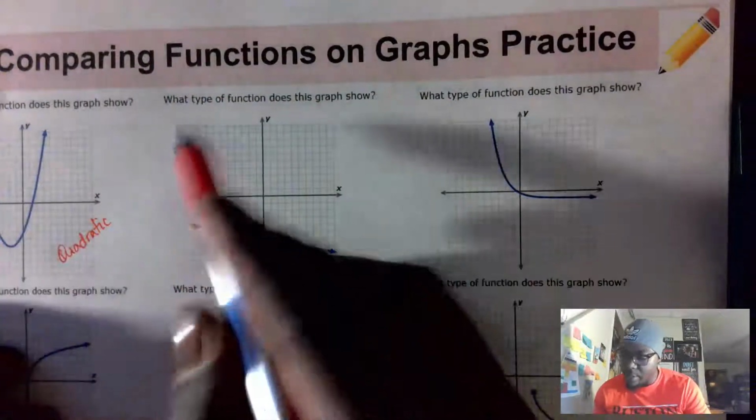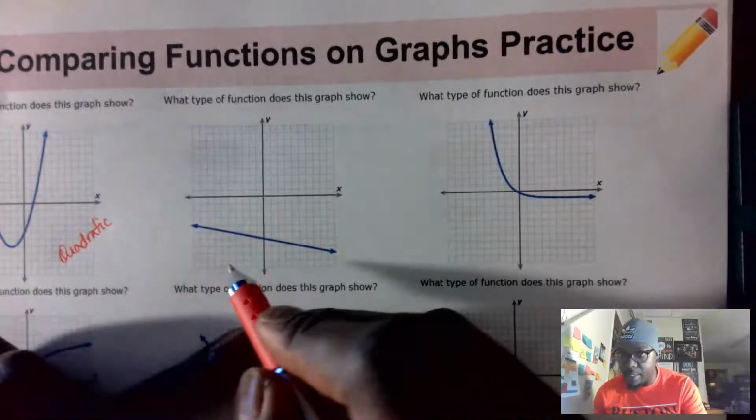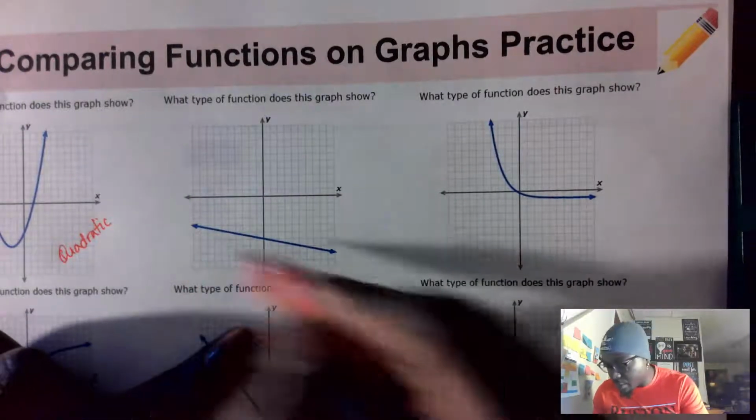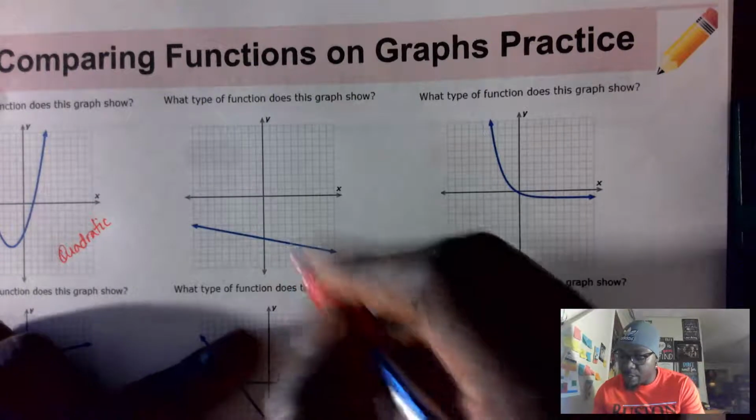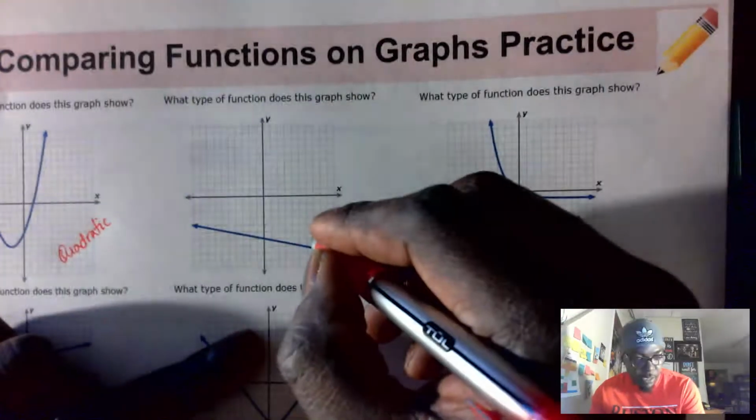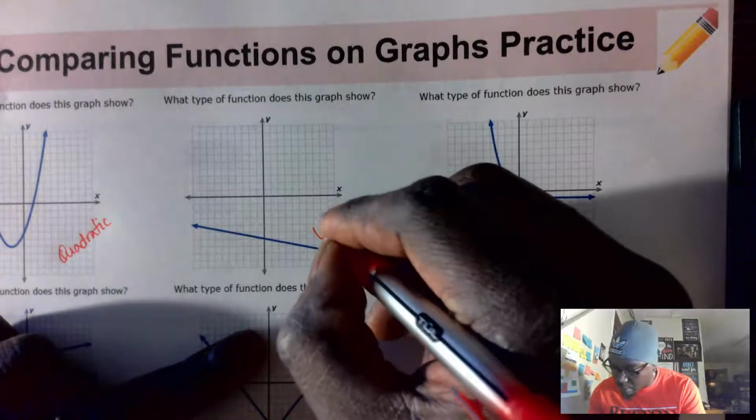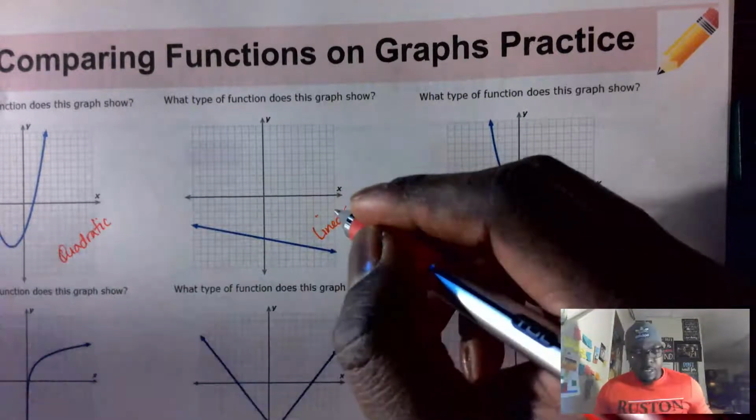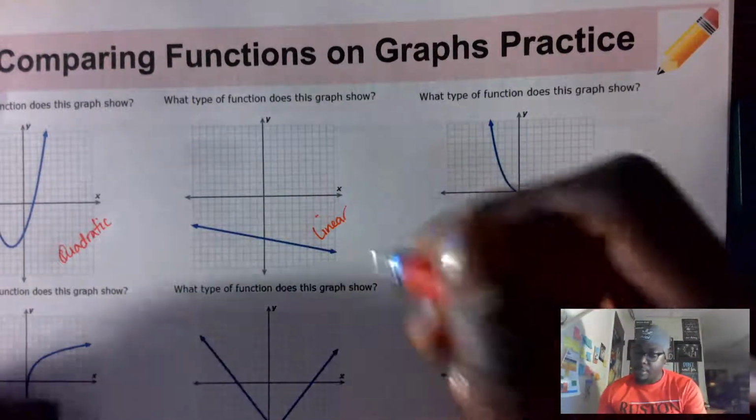Now if we go to the second example, it asks what type of function this is. It is a straight line. Because this is a straight line, I know that this is going to be a linear function.